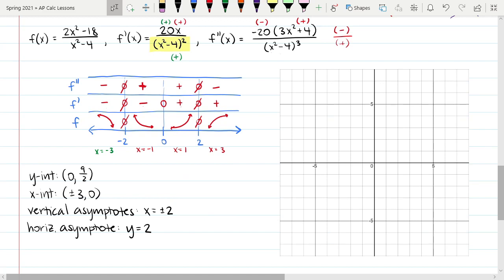So the first thing I want to do is put in the asymptotes, because what that's going to do is establish the framework for the rest of our graph. So we've got vertical asymptotes at plus or minus 2, x equals plus or minus 2. So I'm going to put in my vertical asymptotes there, and there. And at y equals positive 2, which is right here.